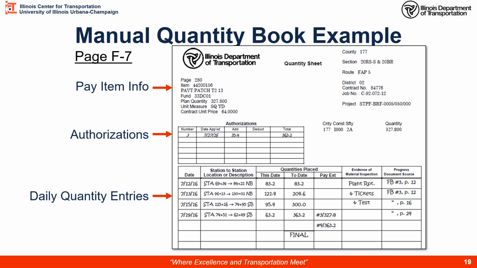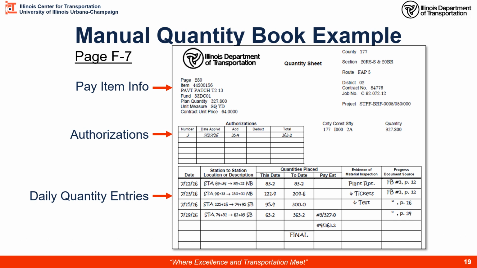Here we get to July 19th of 2016, and we have a total quantity placed of 363.2 square yards. However, our planned quantity was only 327.8. So on the pay estimate on July 19th, I can only pay up to my total adjusted quantity, or 327.8. I did enter an authorization for the additional square yards we needed to bring my total up to what was placed and measured and required in the field. On the next pay estimate, after that authorization is approved, I can then pay the remaining balance of what is due.